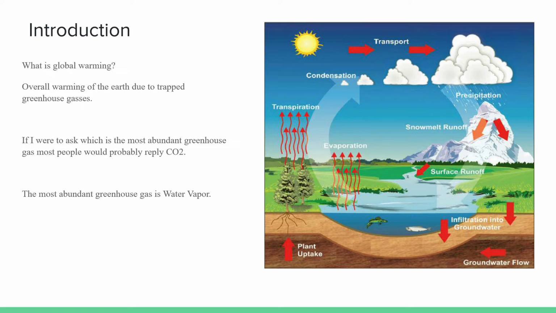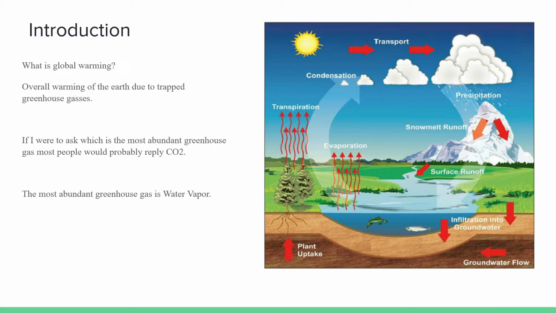What is global warming? The overall warming of Earth due to trapped greenhouse gases. If I were to ask which is the most abundant greenhouse gas, most people will probably reply carbon dioxide. The most abundant greenhouse gas is actually water vapor.